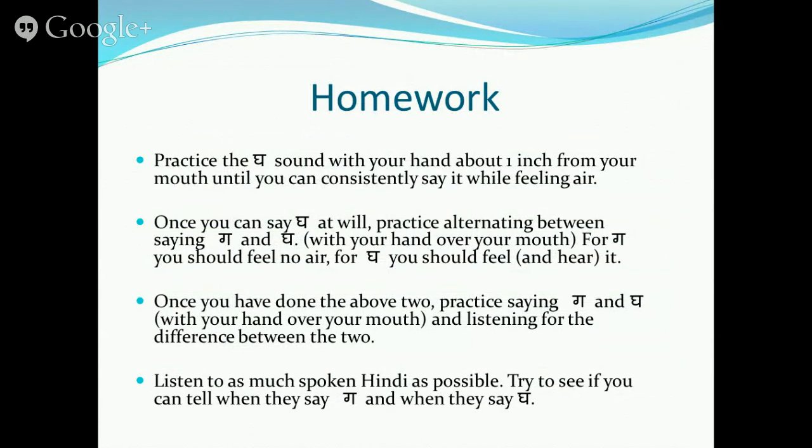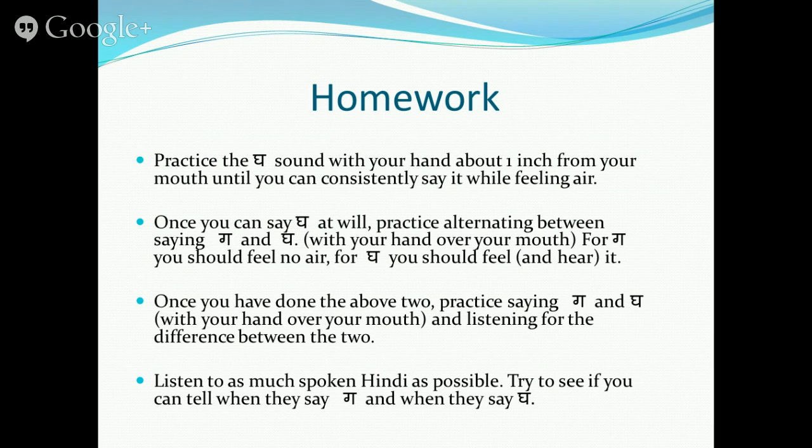So that's your primary homework, is practice the gha sound, which is the one that you don't know how to make yet, with your hand about 1 inch from your mouth until you can consistently say it while feeling air. So however long it takes, keep practicing it. Maybe you can do the same thing we did before. If it's hard, you can practice doing the ga and then eventually adding in the h.